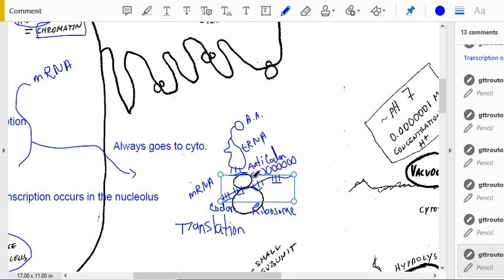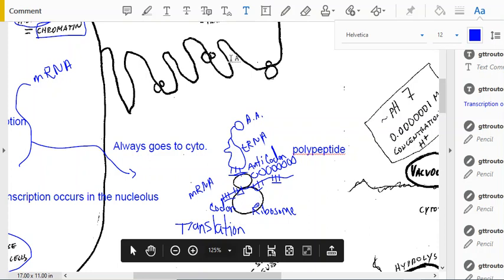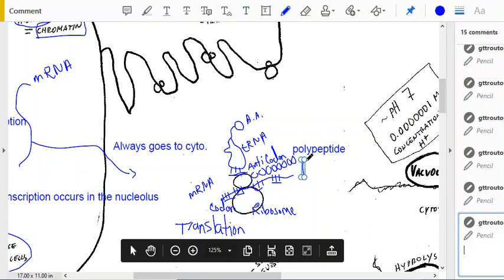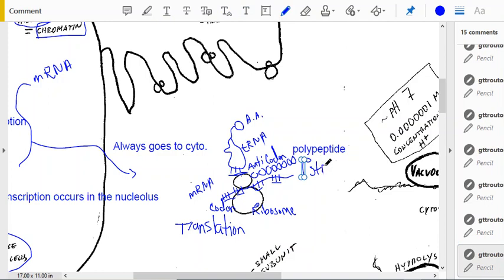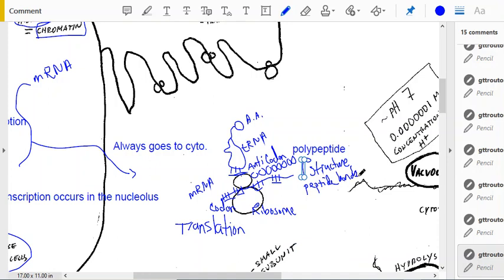And what you're going to end up building is this chain of amino acids, which you can also call a polypeptide. And just to make this go a little quicker, I'm going to type that. That's what's growing out of that ribosome. And this is the primary structure. The sequence of amino acids is what you're building here in translation. And all of these amino acids are linked by peptide bonds.